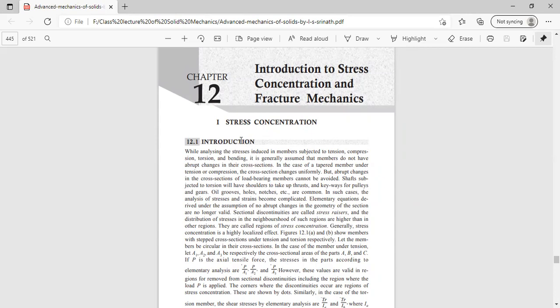We have already started the discussion of stress concentration. We know that the analysis of the stresses induced in members subjected to tension, compression, torsion, and bending, etc. These are the different types of load generally encountered in a prismatic bar, which we take into consideration during our analysis of solid mechanics.